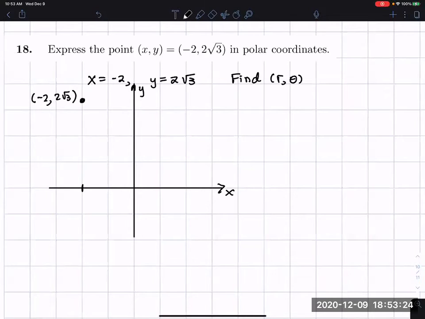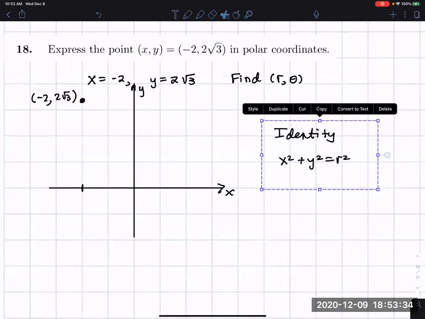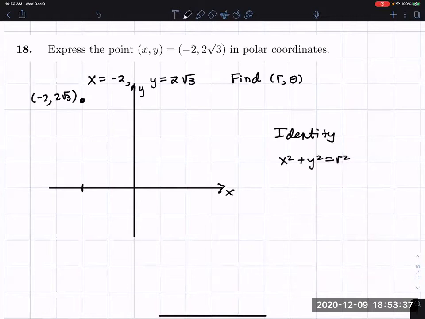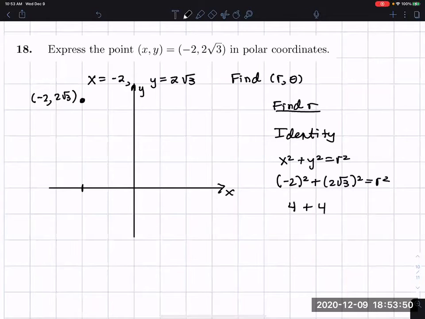Okay, so first of all, we have this identity that x squared plus y squared is equal to r squared. So this falls under the heading of find r. So usually we find r first, but not always. If I just put these in there, -2 squared plus 2 rad 3 squared equals r squared. So -2 squared is 4, then 2 squared is 4 times 3. So this makes 4 plus 12 is 16. So r is equal to 4, and I'm just going to pick r as positive.